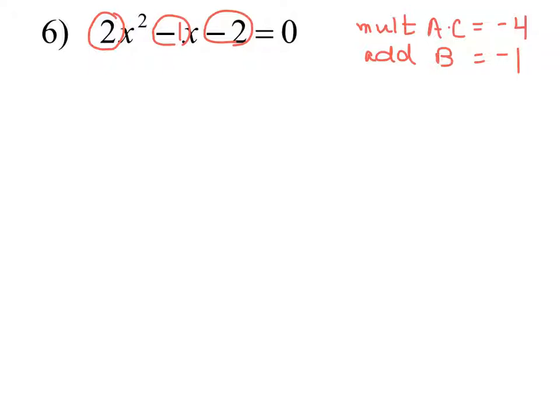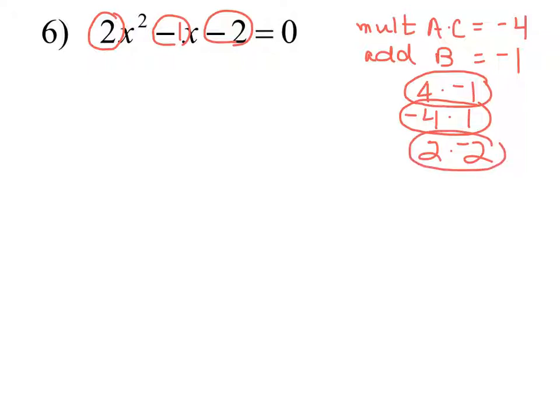And so if we list all the different combinations of numbers that multiply to give us negative 4, we can have 4 times negative 1, or negative 4 times positive 1. We could have 2 times negative 2. And then if we take a look at what each pair of numbers will add up to, 4 and negative 1 add up to 3, negative 4 and positive 1 add up to negative 3, 2 and negative 2 add up to 0.